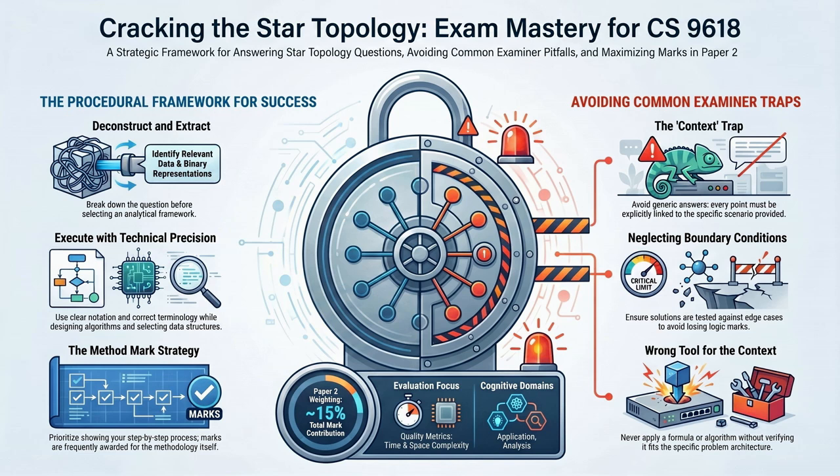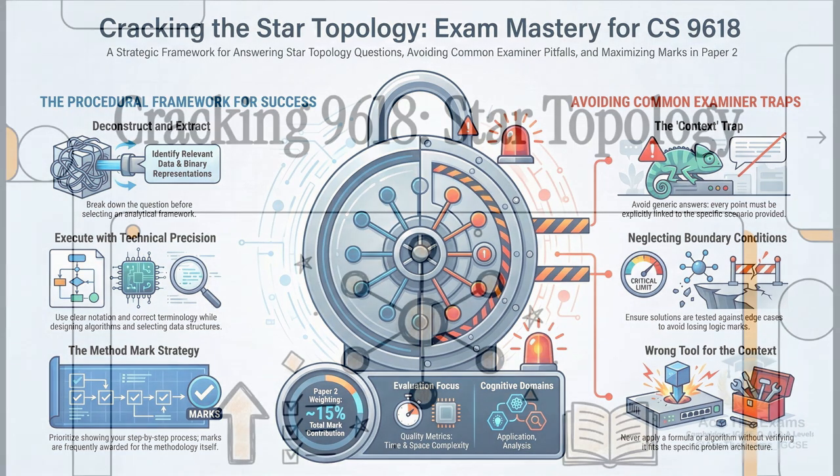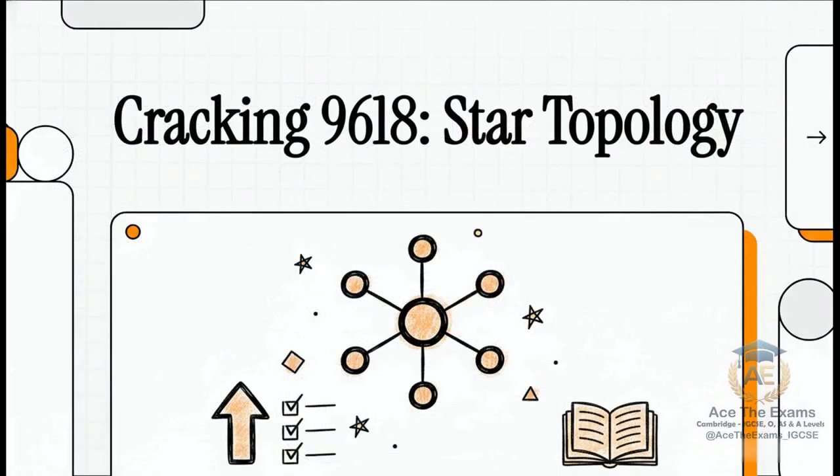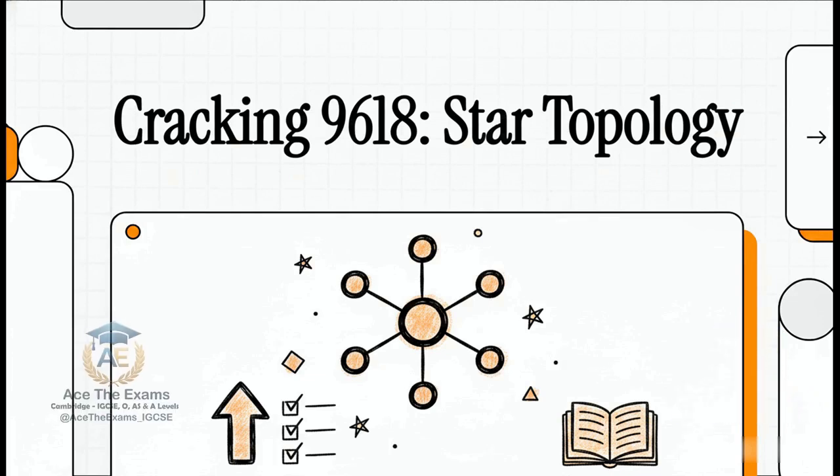Hey everyone, welcome back. If you're gearing up for the Cambridge AS and A-Level Computer Science exam, specifically Syllabus 9618, you absolutely need to stick around. Today's explainer is all about a topic that literally trips up thousands of students every single year, star topology.